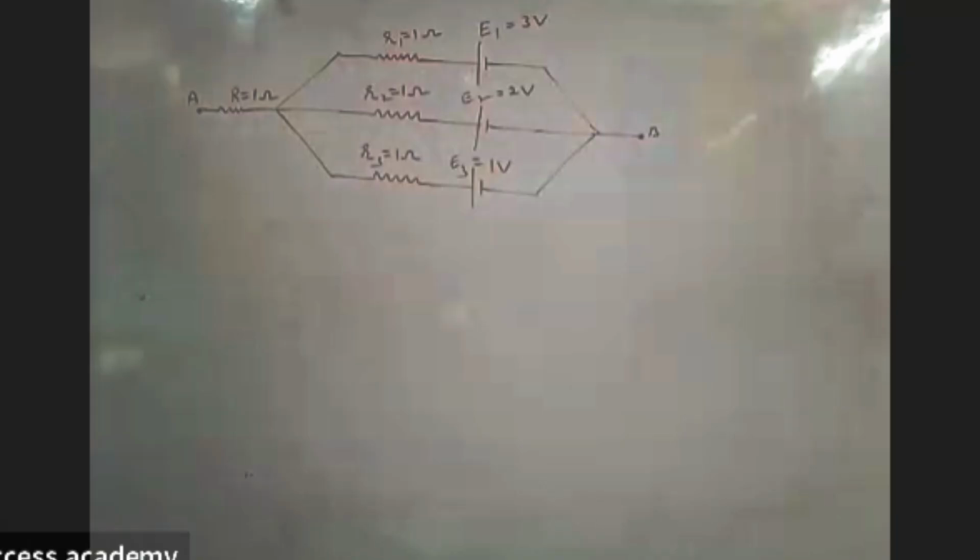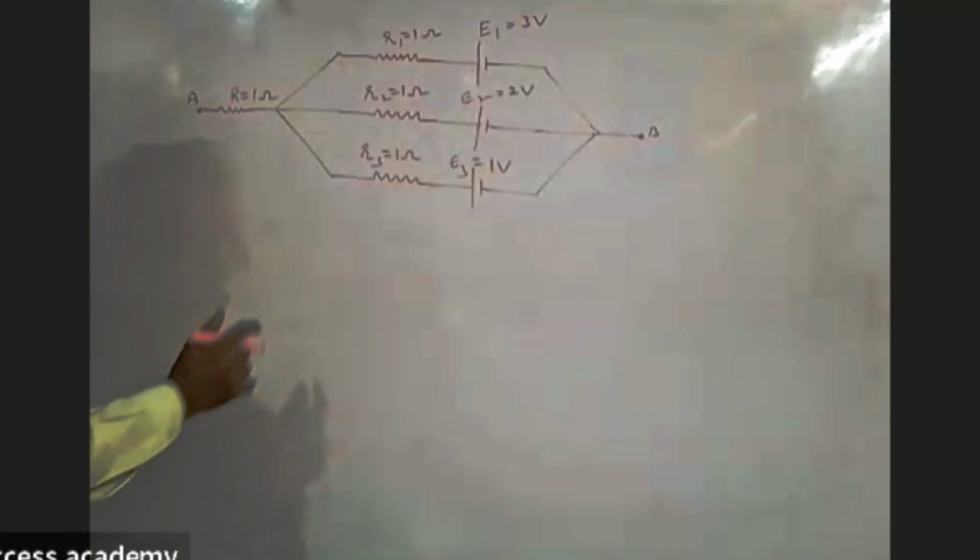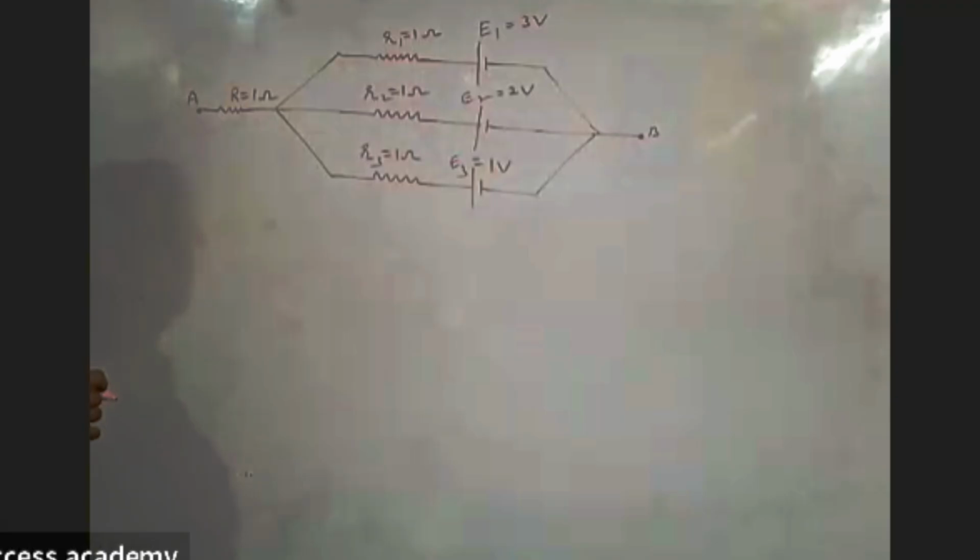Find the currents through E1, E2, E3 and the resistor R. Find the currents passing through E1, E2, E3 and capital R.